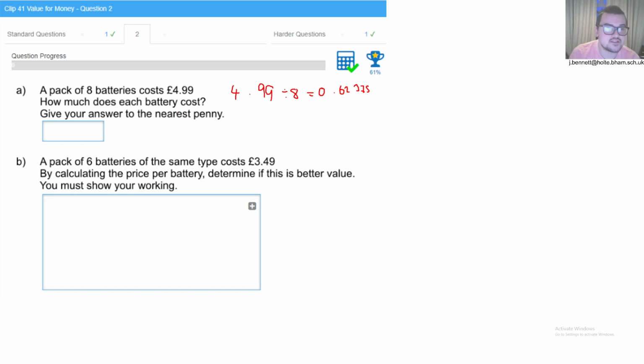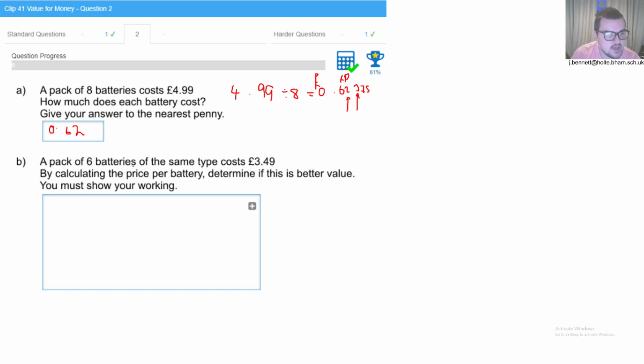0.62375. We want this to the nearest penny. Here is the nearest penny. That's the last column before. This is the pennies column, the 10 pennies column, and then the pounds column. So this here we're going to round down, so it stays at 62 pence.